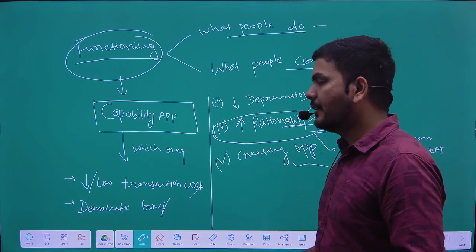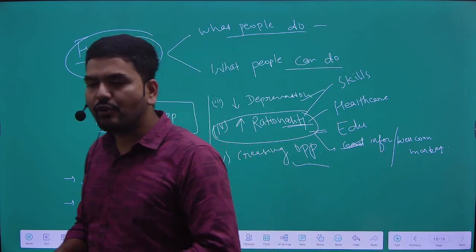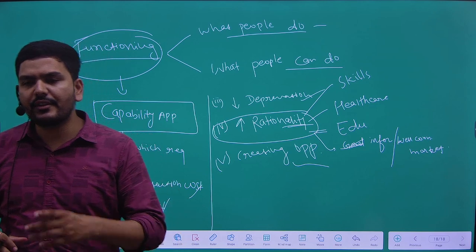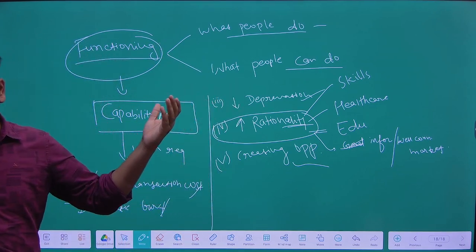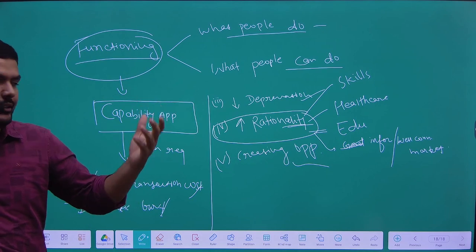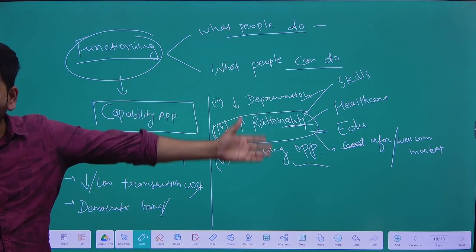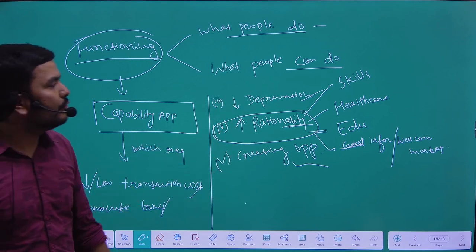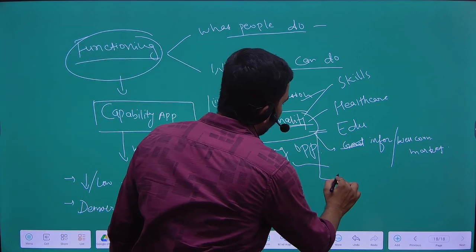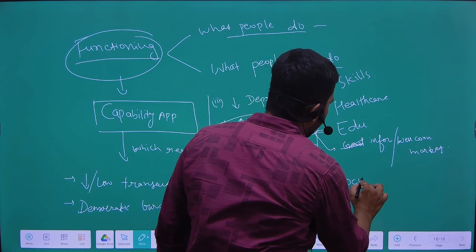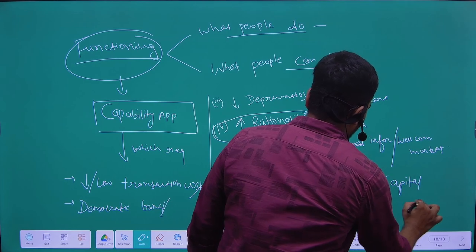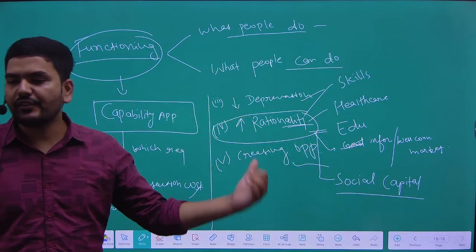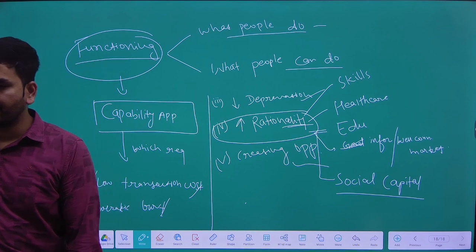And that is why when Sen talks about development, he doesn't talk about just economic development in terms of increasing the output and income of the people. It is by increasing all these factors, increasing the social capital, because only if social capital is higher, you will have more rationality, right?